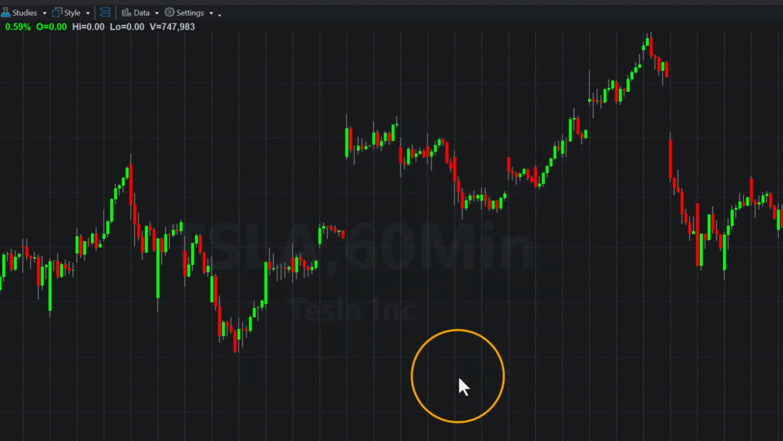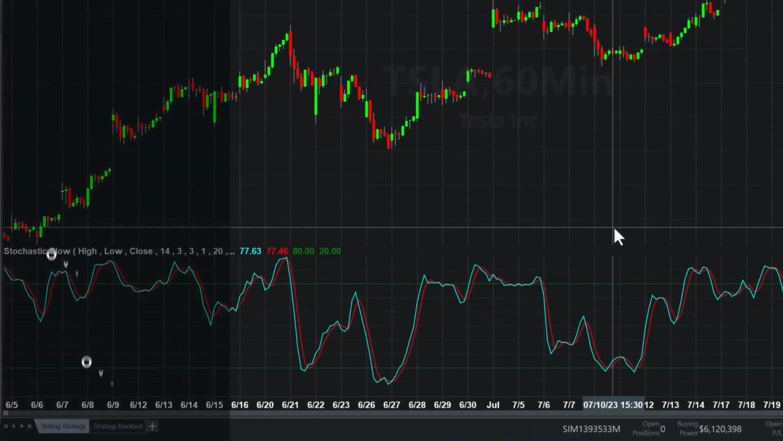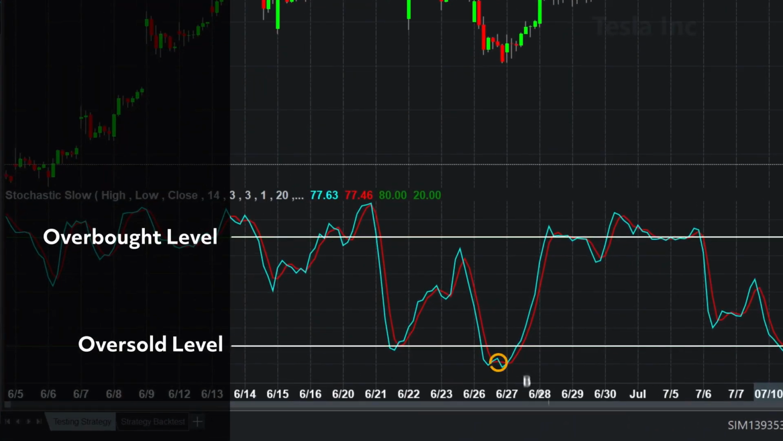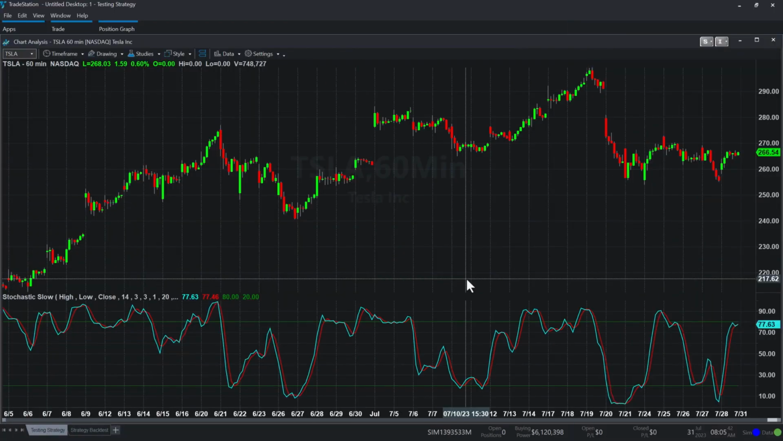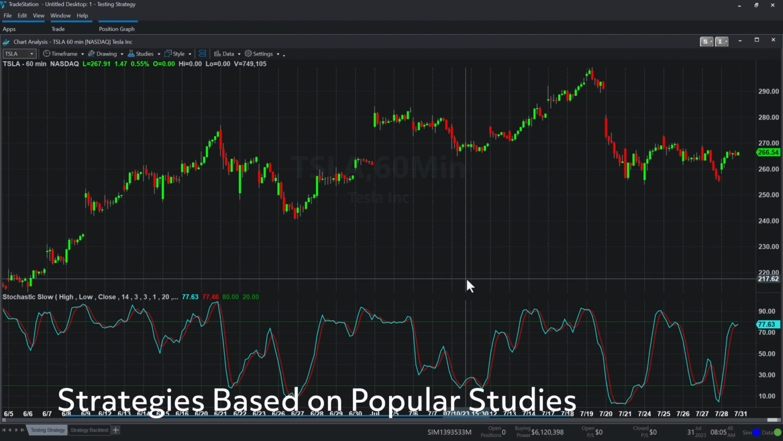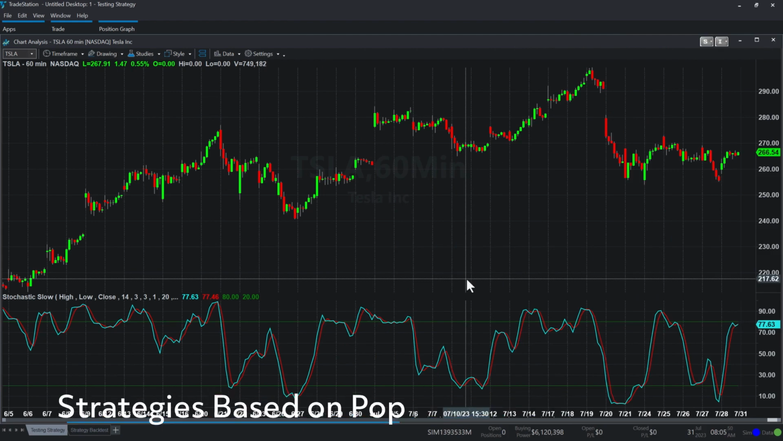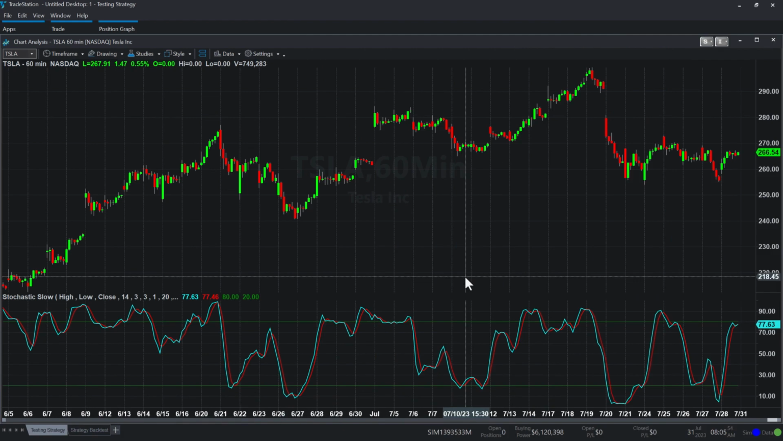There are 2 plots on the stochastic slow. When the 2 lines intersect below the oversold level, a bullish signal is given. A bearish signal is generated if the 2 lines intersect above the overbought level. Fortunately, these trading signals can be tested using strategies. TradeStation has strategies based on most of the popular studies available today, so if we add the built-in stochastic slow strategy, the strategy should follow the signals given by the study and generate entries and exits.